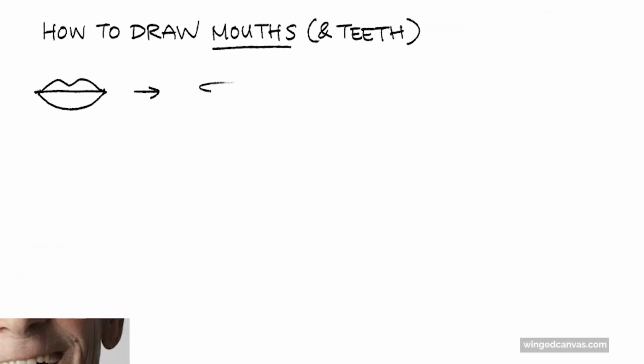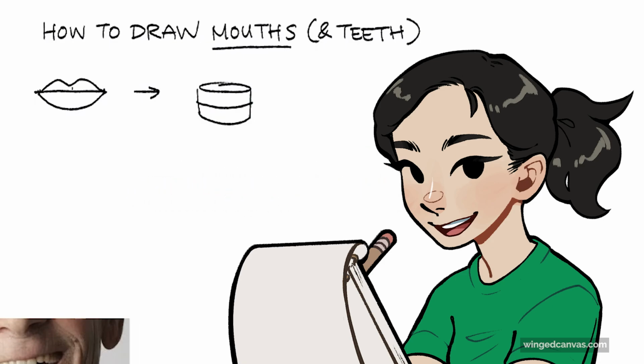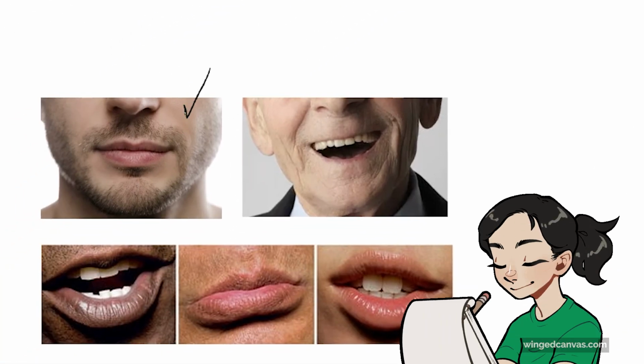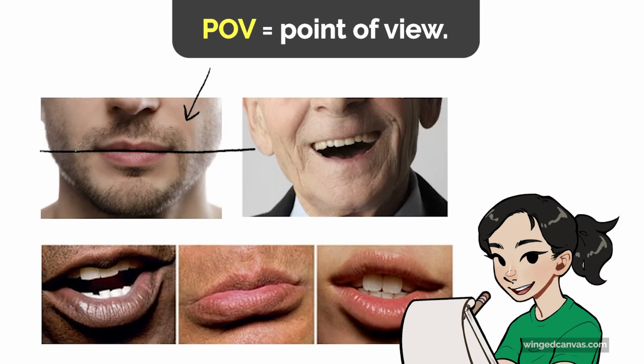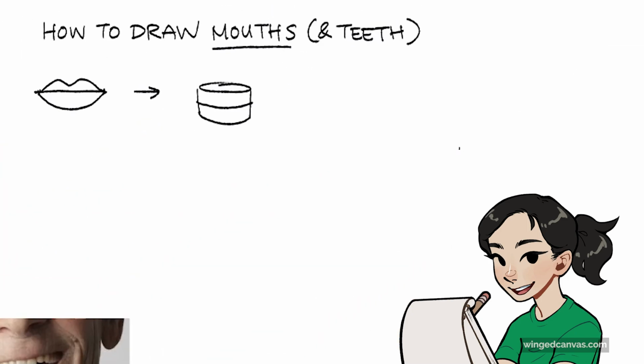that they are not flat. So basically, if you think about the skull and you think about our teeth, right? Our teeth are actually on a cylinder like this. So if a face is facing directly towards you and your line of vision, your POV, is right here, which means your eye is right on the line of the mouth, only then will this line, the opening of the mouth, appear flat. 99% of the time, there's usually a slight curve to the mouth.